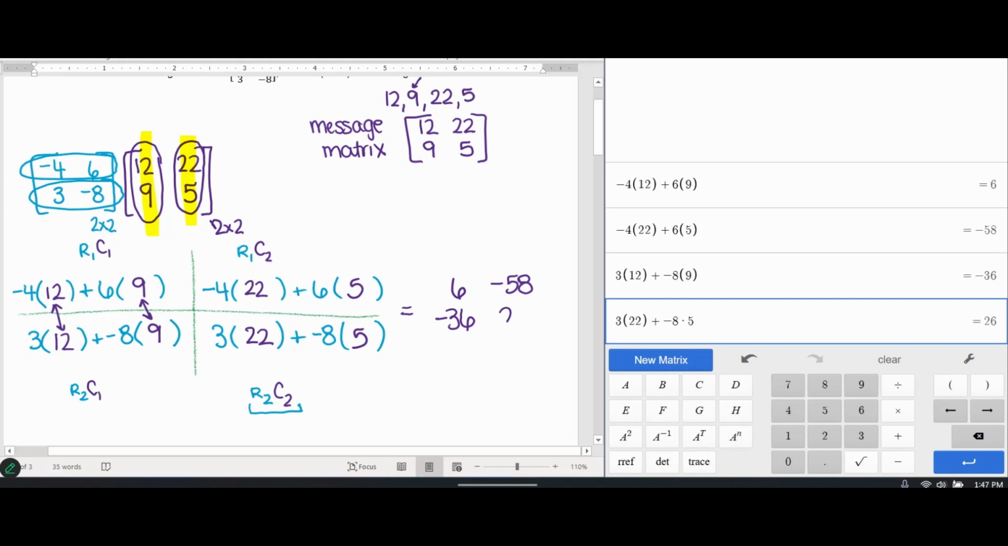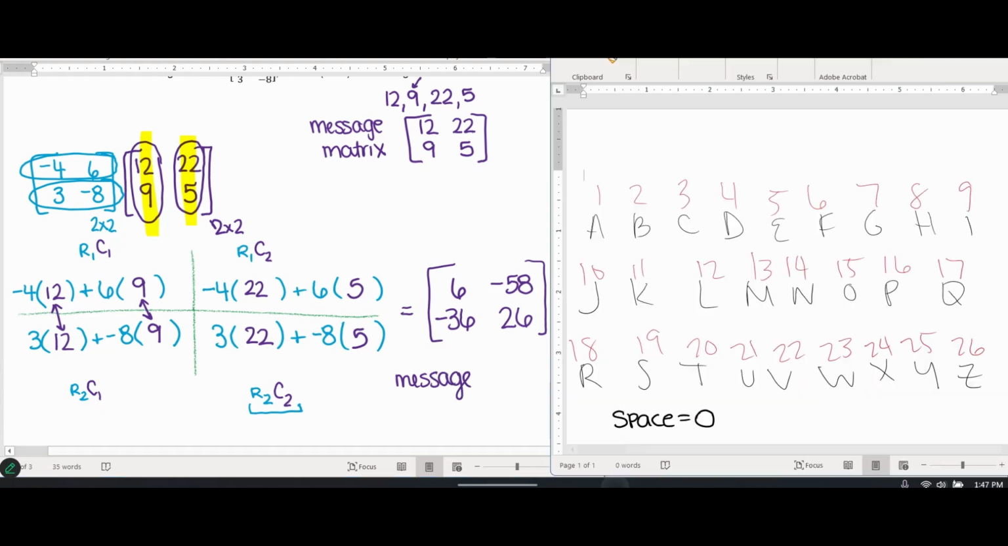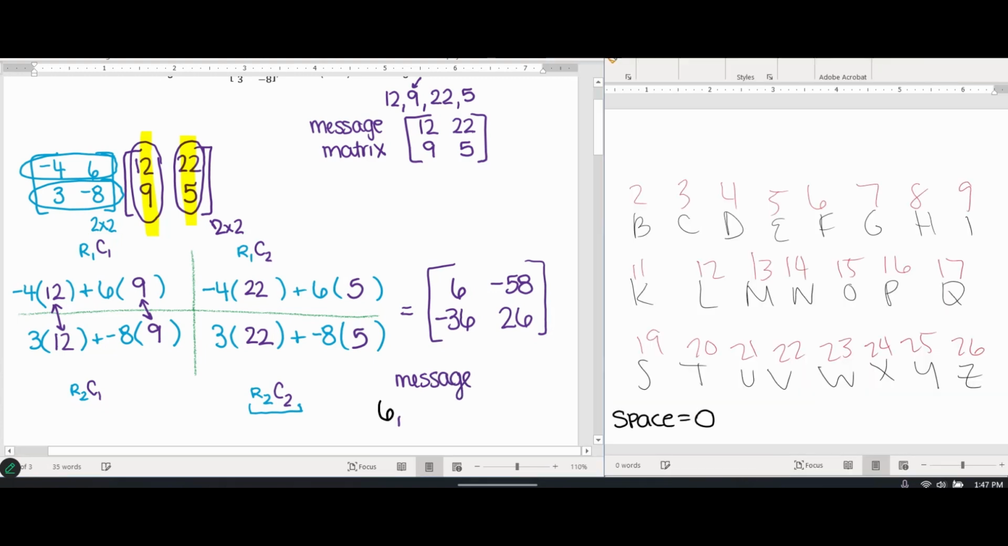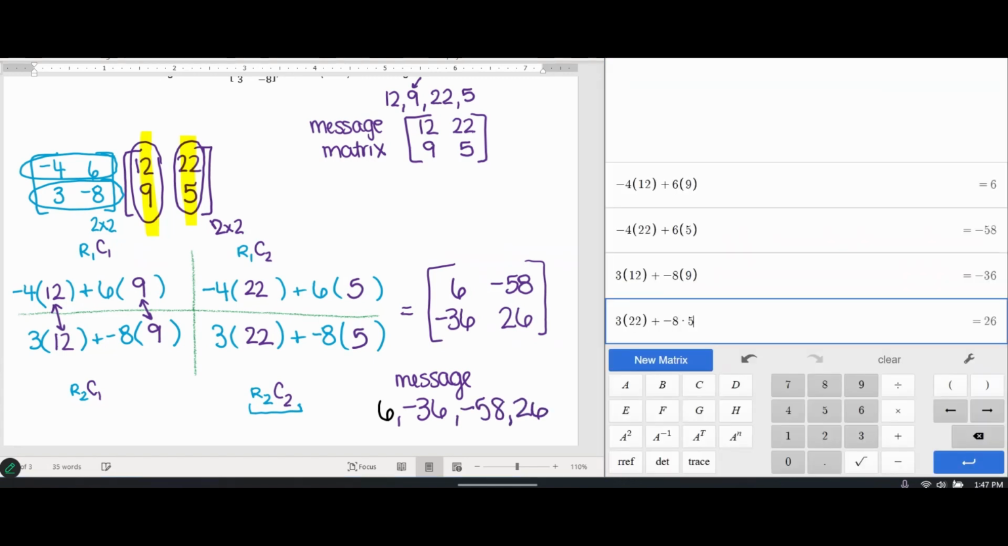which gets us 26. The very last step is to write out your coded message in a list. Start with the top left corner, and we're going to list from the vertical. So 6, negative 36, negative 58, and 26. And then you're going to double check your answer.